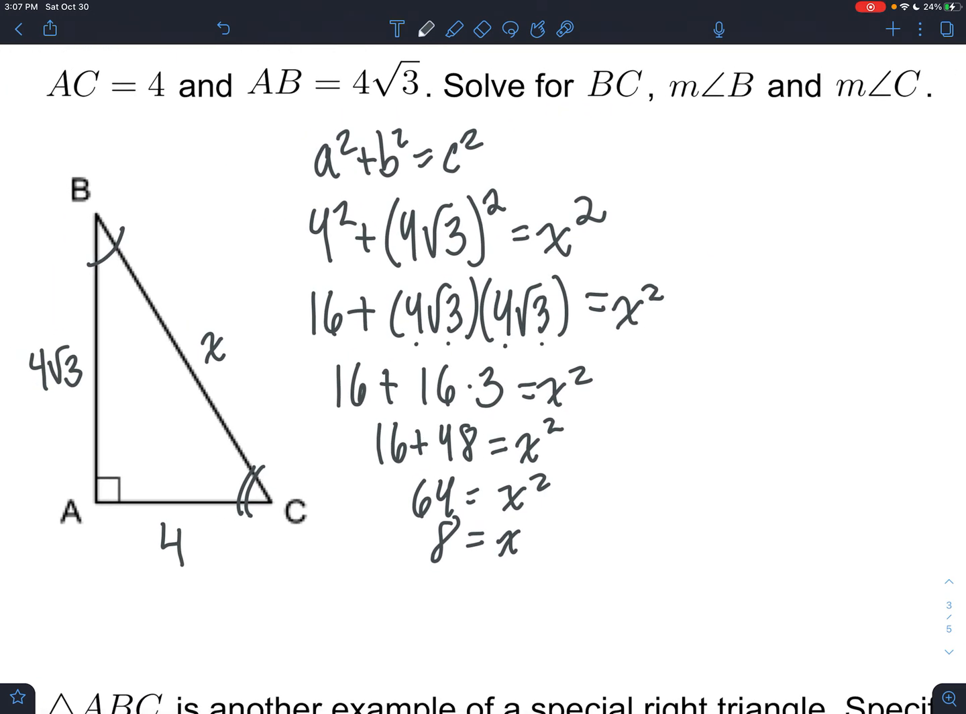Angles. Let's go for angle B again. So this is 8. So if you want to solve for an angle, you need to either know the other two angles or know some sort of trig equation. So again, opposite, hypotenuse, and adjacent.